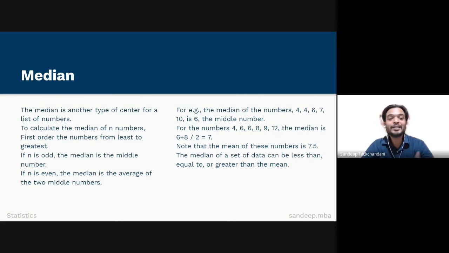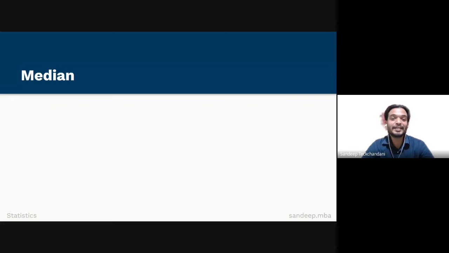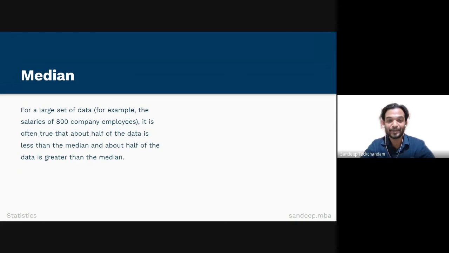For a large set of data, for example, the salaries of 800 employees, it is often true that about half of the data is less than the median and about half of the data is greater than the median. But this is not always the case, as the following data show.